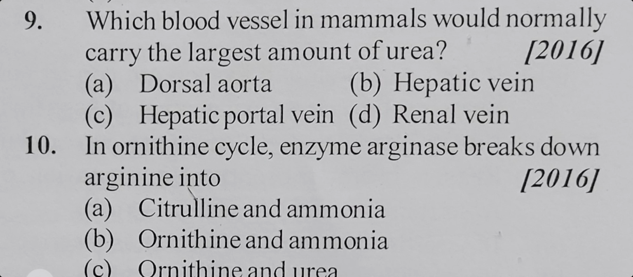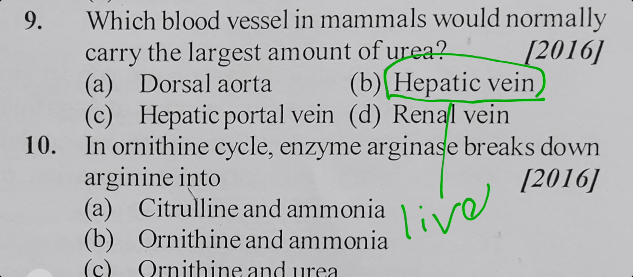Which blood vessel in mammals would normally carry the largest amount of urea? Here the answer is hepatic vein. I am directly explaining the answer. Why hepatic vein? You should know this. The hepatic vein is present in the liver, and urea is produced in the liver. Urea is produced in liver, and hepatic vein is present in liver.